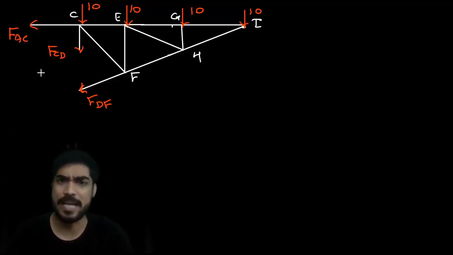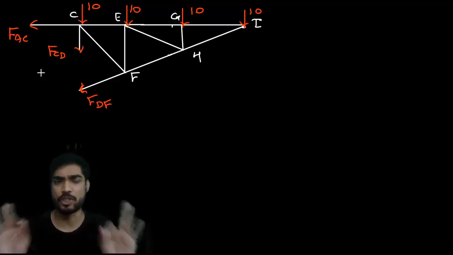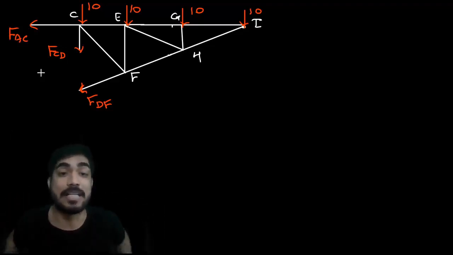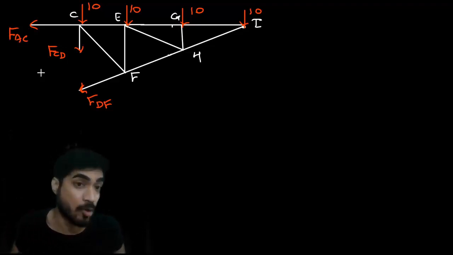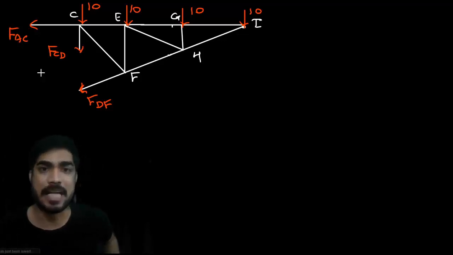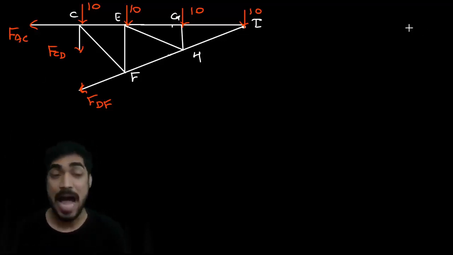So I want to eliminate both. So I will have to take moment. Okay, this is for sure. I will have to take moment. But about which point? About which point I will take moment? किस point about if I take moment, FAC and FDF both will be eliminated. Can anyone tell me? Yes, my friends.